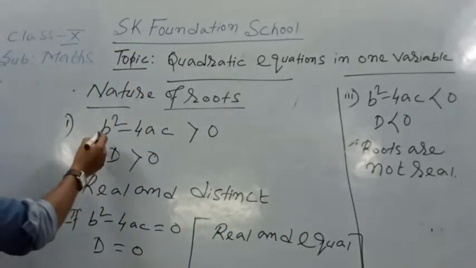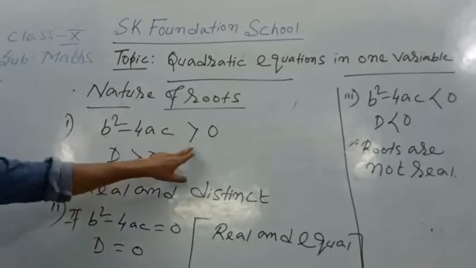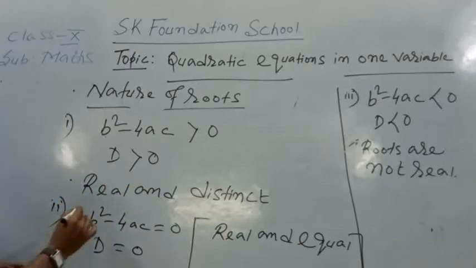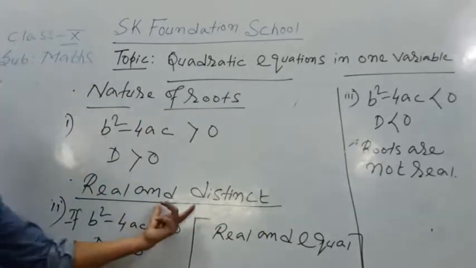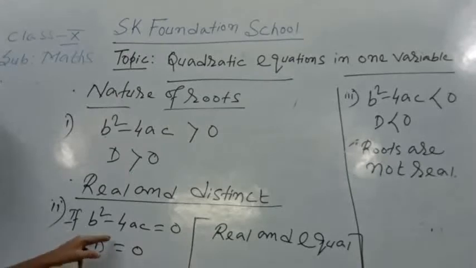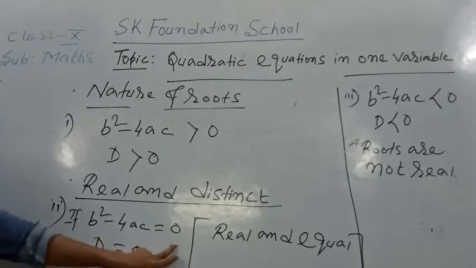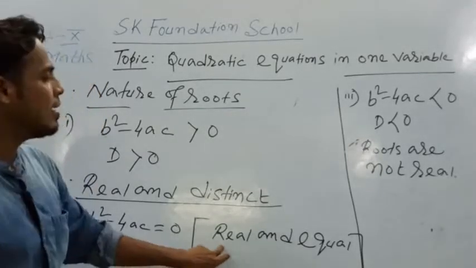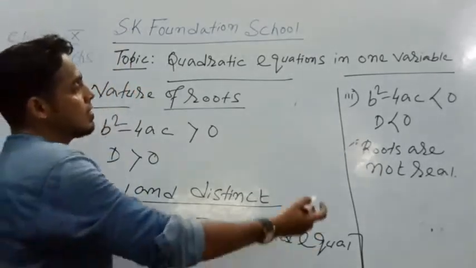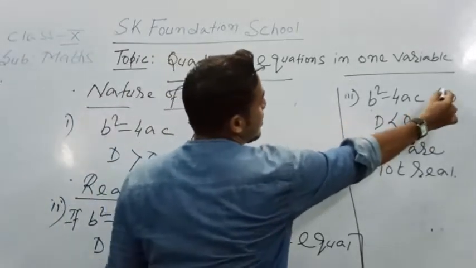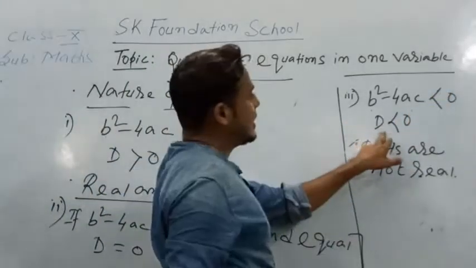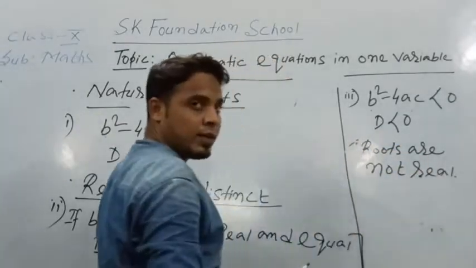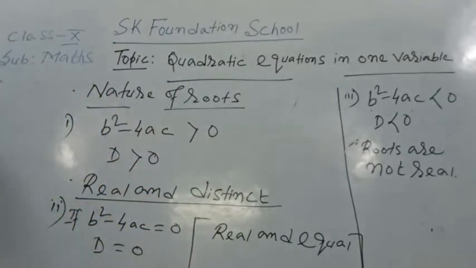In the first condition, when b square minus 4ac is greater than 0, that means D greater than 0, the nature of roots is real and distinct, that means different. Condition number 2: b square minus 4ac equals 0, that means D equals 0, the roots are real and equal. In the third condition, when b square minus 4ac is less than 0, that means D less than 0, the roots are not real. Okay. These are the natures of roots. Understood?